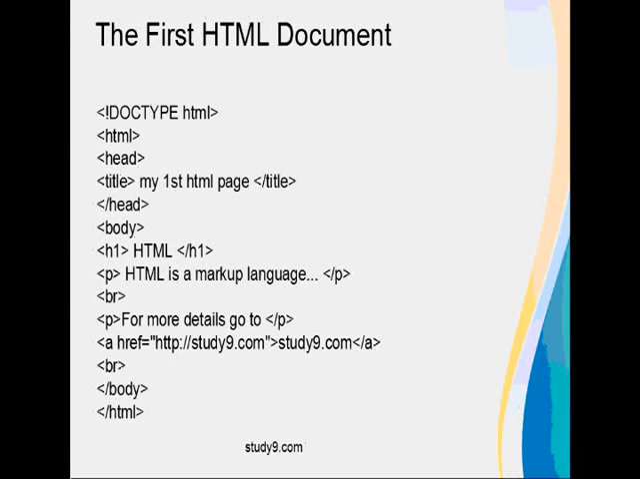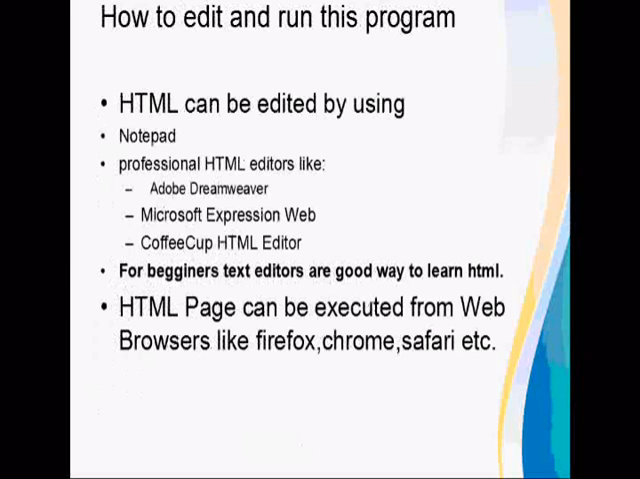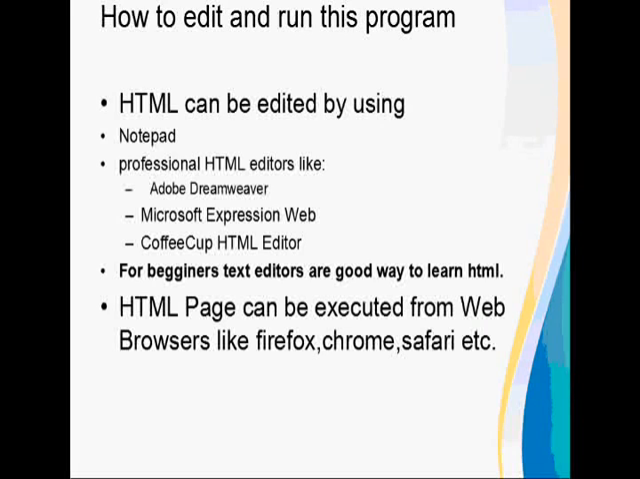Now this is our first HTML document. To write this program, we can follow either of two ways. Either you open Notepad, edit this program, save the file on your computer with either .htm or .html file extension, and then open the HTML file from your browser. You may also edit this with professional HTML editors like Dreamweaver. However, I strongly recommend you use a simple text editor like Notepad if you are at the beginner's level.